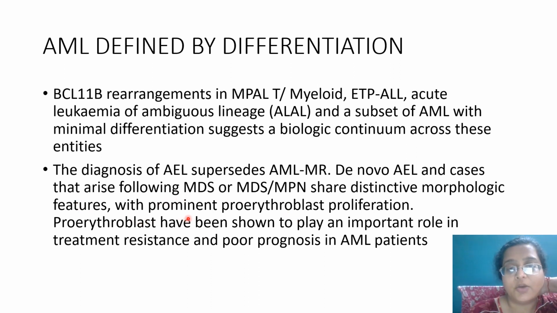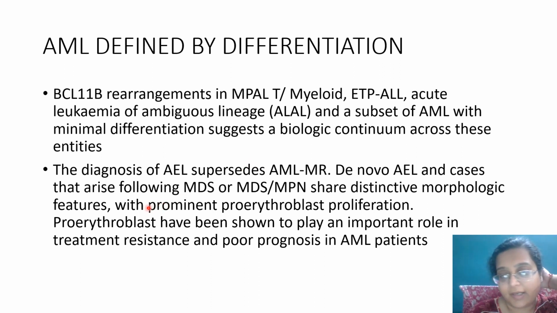Diagnosis of AEL supersedes AML-MR. De novo AEL and cases that arise following MDS or MDS-MPN share distinctive morphological features. What is AEL? Acute erythroid leukemia. If you are getting a case with 20% blasts which look erythroid and there is dysplasia, don't call it AML with myelodysplasia related changes, because MDS affects erythroid a lot. Call it AEL because prognostically AEL is worse, so it is better to treat it as AEL than AML-MR.